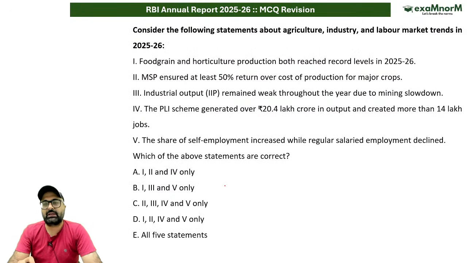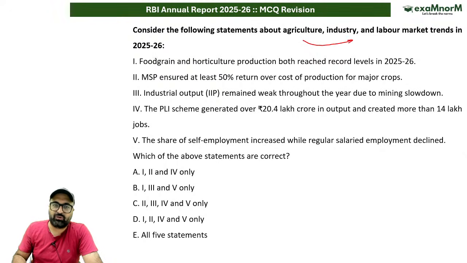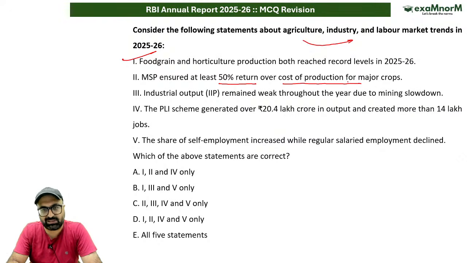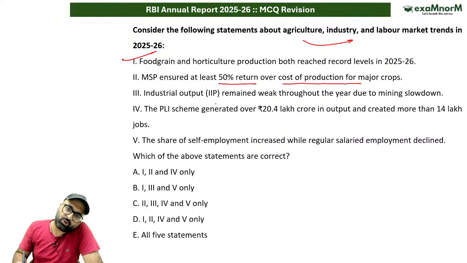मूविंग ऑन टू द अगला क्वेश्चन. The next question is following statement with respect to agriculture, industry, labor, market trends. Food grain and horticulture production both reached record high levels. This is correct. MSP ensured at least 50% return over cost of production for the major crop. That is correct, because MSP is always greater than or equal to 50% return over cost. Next is industrial output remained weak throughout the year due to mining slowdown. नहीं sir, industrial output has rather recovered. It has rather recovered.